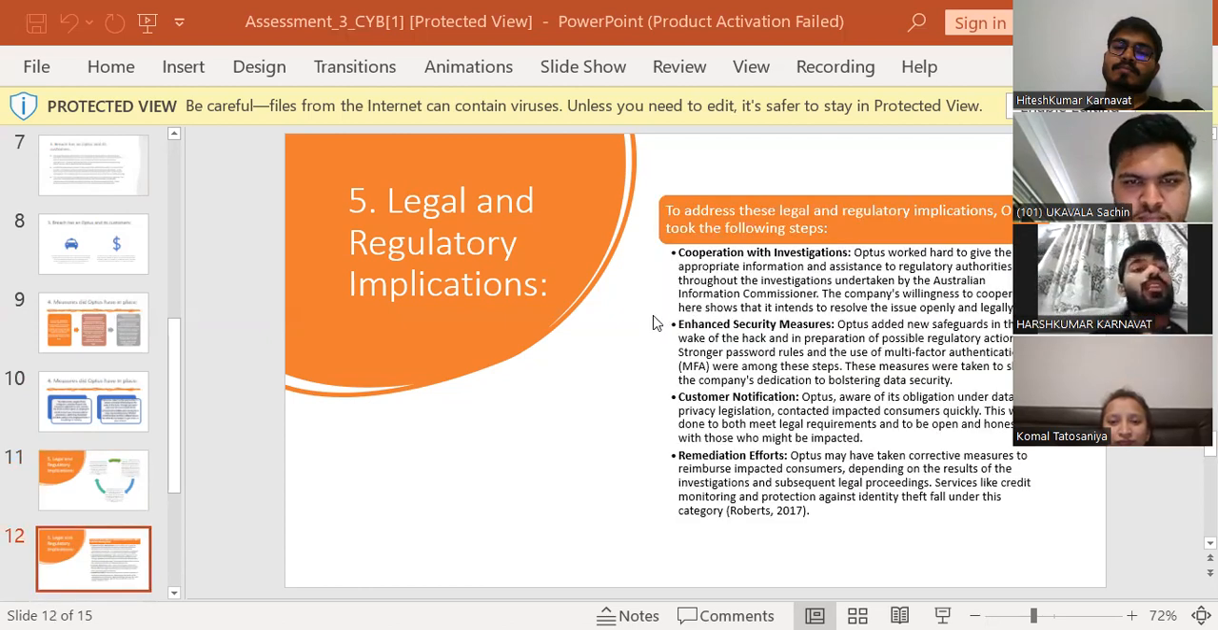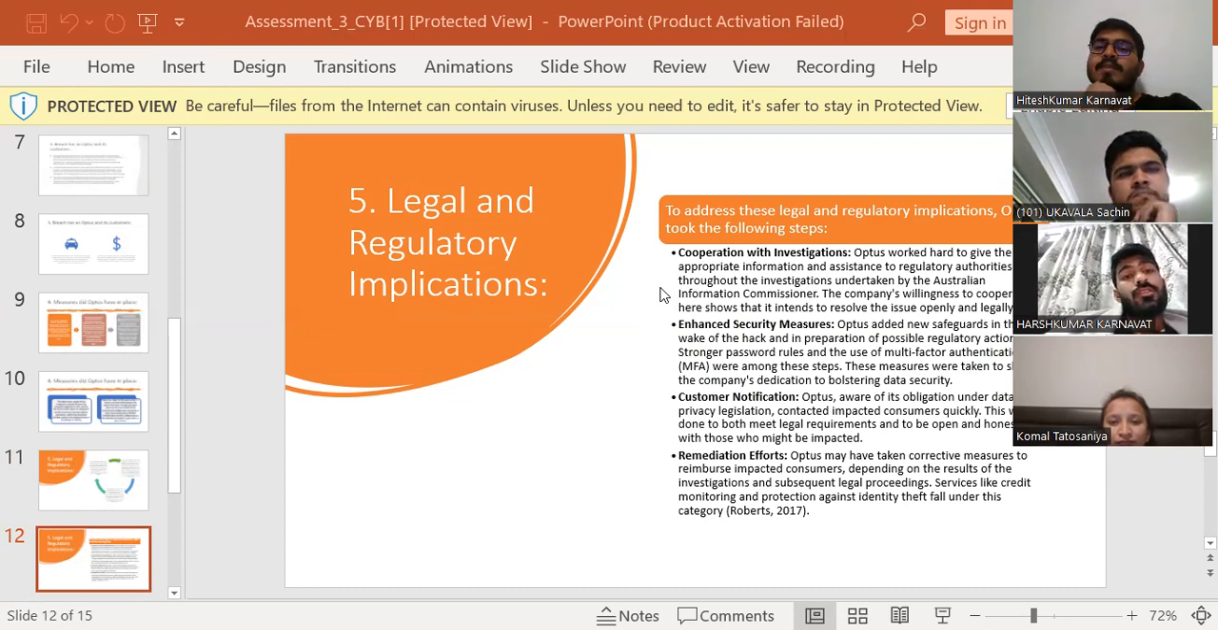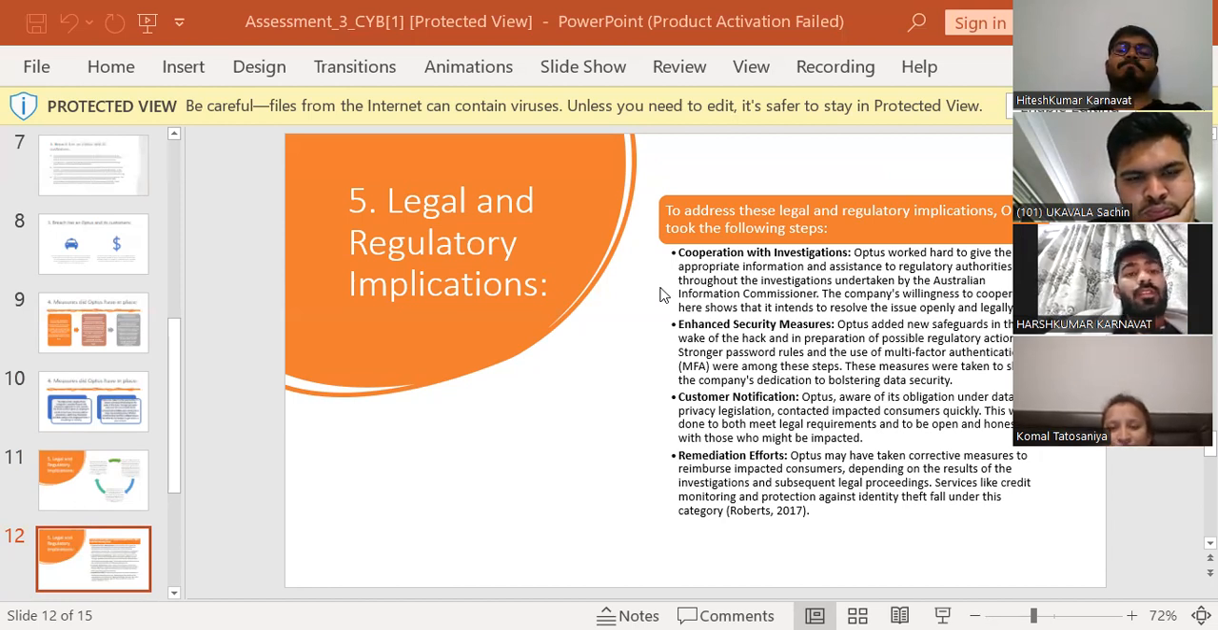Hi. Legal and regulatory implications. To address the legal and regulatory implications, Optus took the following steps. Cooperation with investigation: Optus had to give the appropriate information and assistance to regulatory authorities and the Information Commissioner. The company wishes to cooperate, which shows its resolve to address the issue openly and legally. Enhanced security measures: Optus added new security measures in the wake of the hack and in preparation for possible regulatory action.